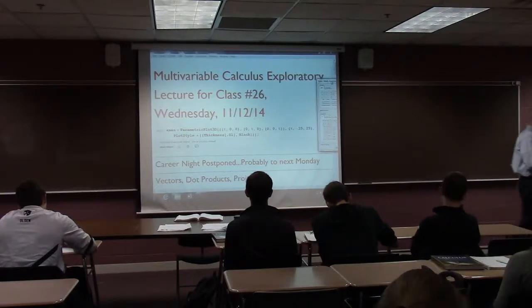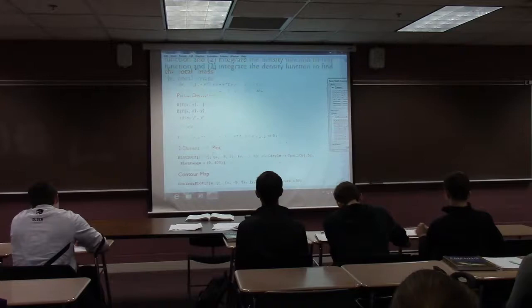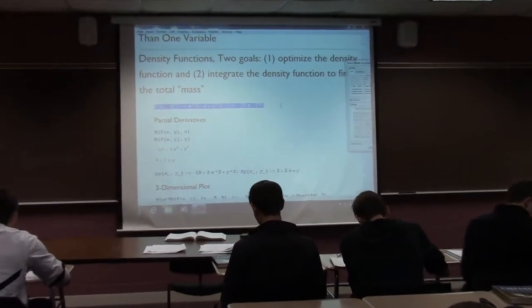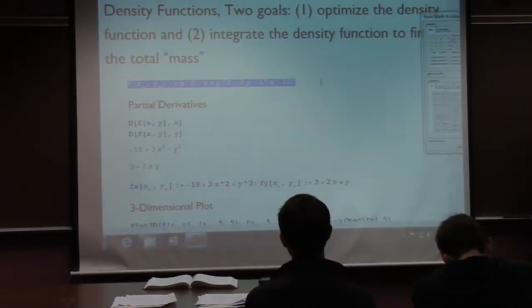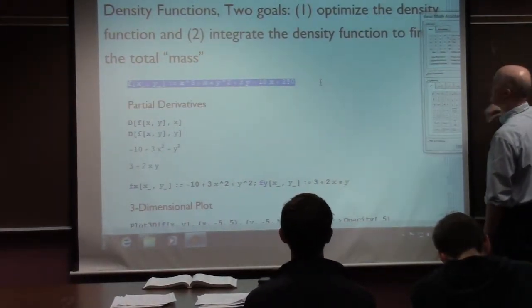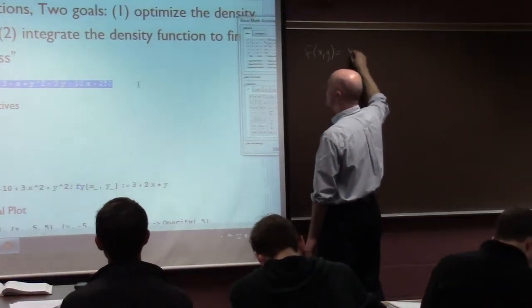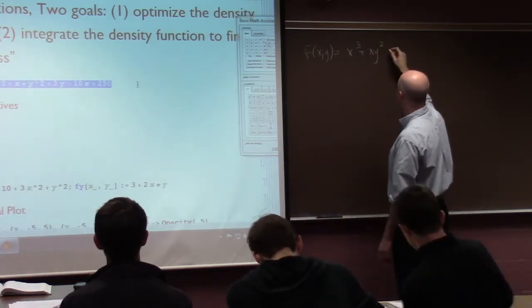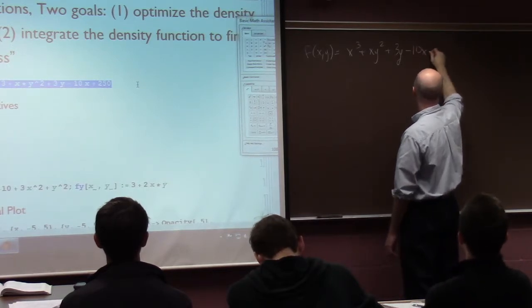Back to our main example, the density function, and once again you can write it down if you haven't written it down yet. This function right here, f of x,y equals x cubed plus xy squared plus 3y minus 10x plus 250. We're going to be considering optimizing this function over different domains.